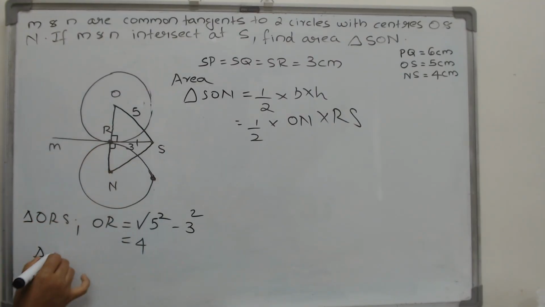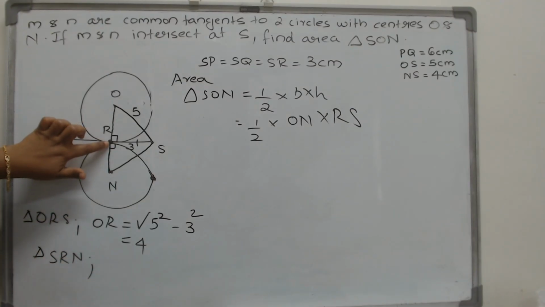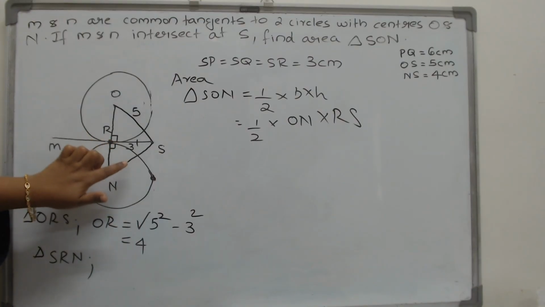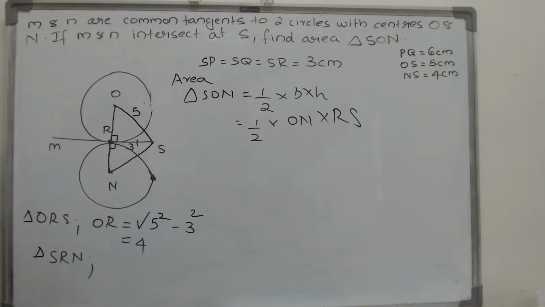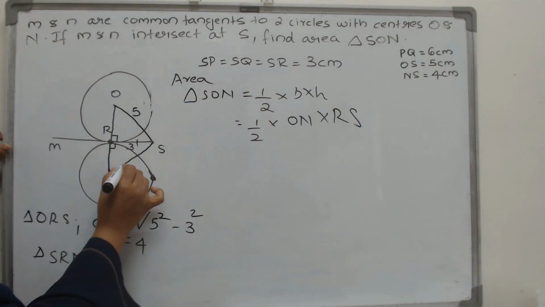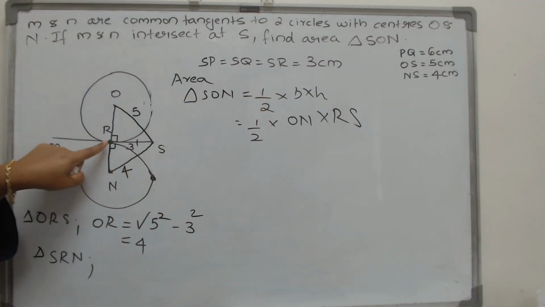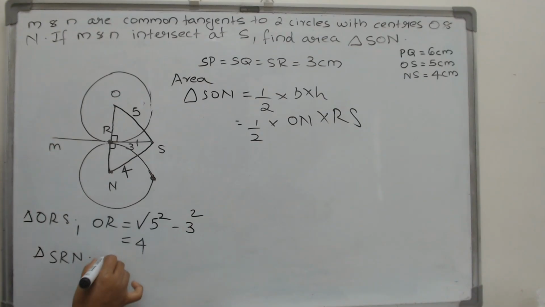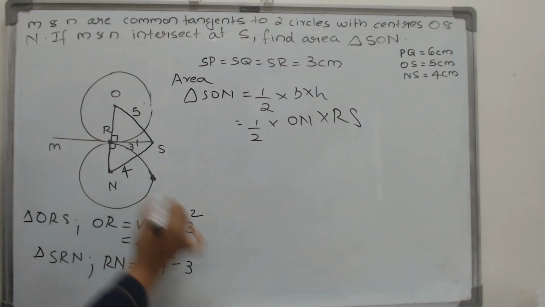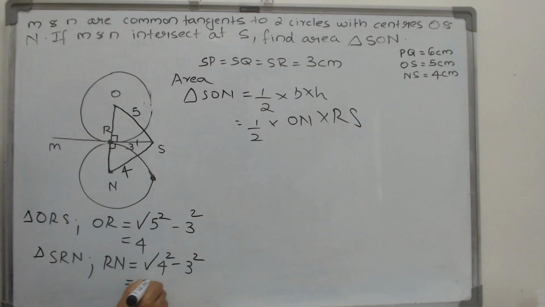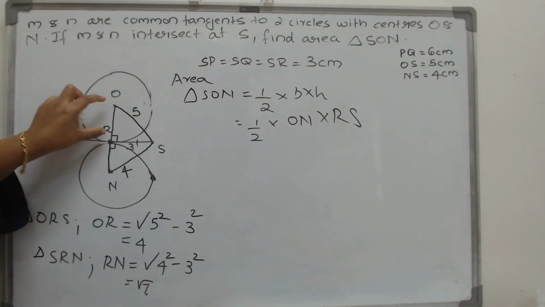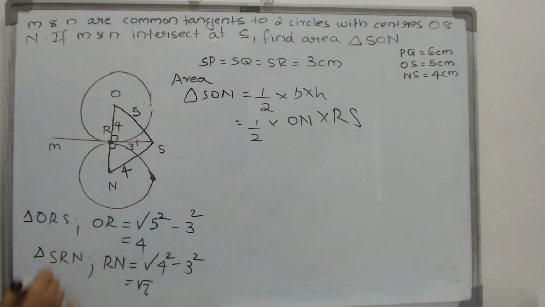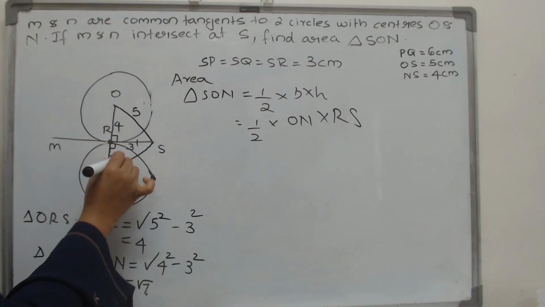Now look at the other triangle. What is its name? It is SRN. And where do you see the right angle? Here you have a right angle. Its opposite side is the hypotenuse. And how much is its hypotenuse? It is given. It is 4 centimeters. What we need to find is the other leg, which is RN. Apply the Pythagoras theorem. What is it? It is the square of the hypotenuse minus this side. So it will be square root of 7. So this much you see here is 4 and this much is square root of 7.